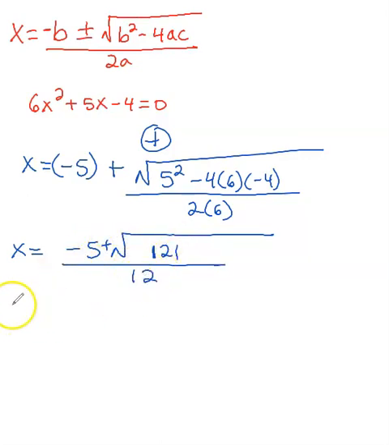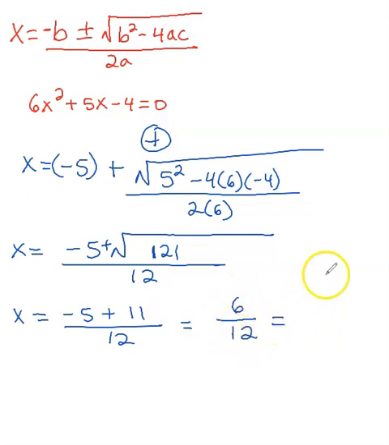So that also means that x is equal to negative 5 plus the square root of 121, which is 11, over 12. So we know that negative 5 plus 11 is the same as subtraction. You just keep the sign of the higher absolute value, which would be 6 over 12. And 6 over 12 is the same as a half. So x is equal to a half for the positive side. So you have two x's. X is equal to negative 4 over 3, and x is also equal to a half.